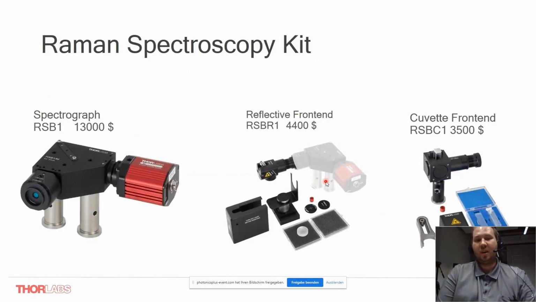To talk about pricing, the spectrograph is going to be available for $13,000 US. The reflective front end will cost around $4,400, and the cuvette front end will be available for $3,500 US.